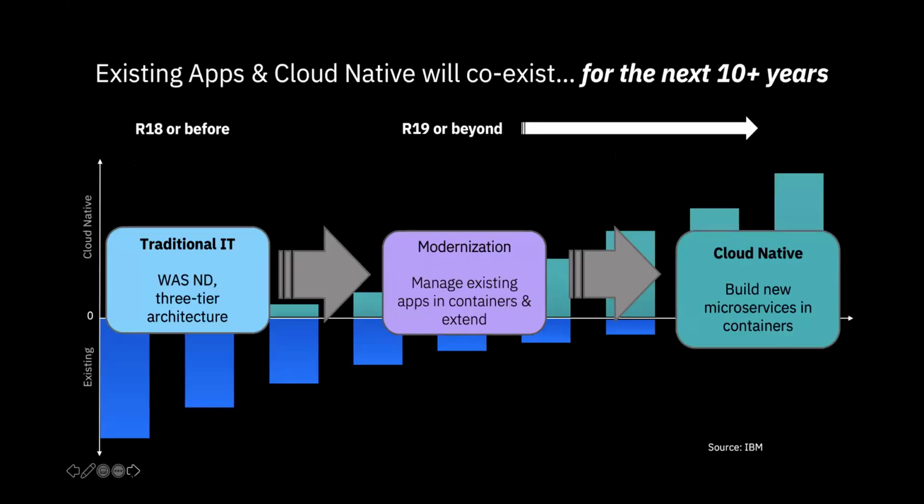If we look at the existing environment and where we think things will go over the next, say, 10 years, we're starting out in the traditional IT three-tier architecture environment. That would be release 18 or before of Temenos. And we're starting down a path to modernize applications, making those applications, first step is getting them into containers, and then working to extend them and then moving towards new microservices kinds of architectures. R19 and beyond is where Temenos starts to play in that environment. I expect these things will coexist for a number of years.